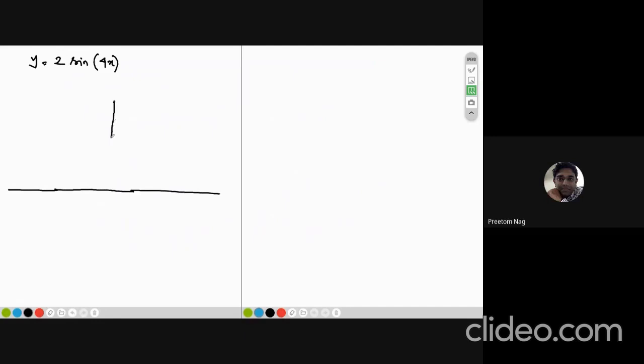X-axis and y-axis. Okay, so now here we'll start to see what the shape of y equals sine x will be. For y equals sine x, what is the period? The period is 2 pi by 1. Why 1? Because x is multiplied by 1. So the points are 0, pi, and 2 pi.